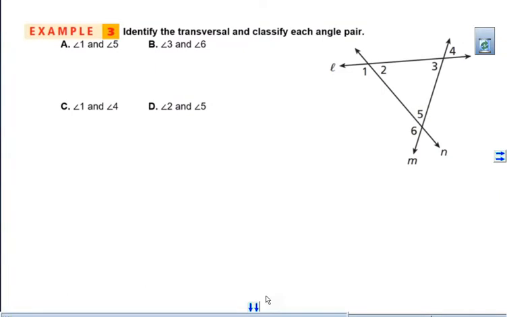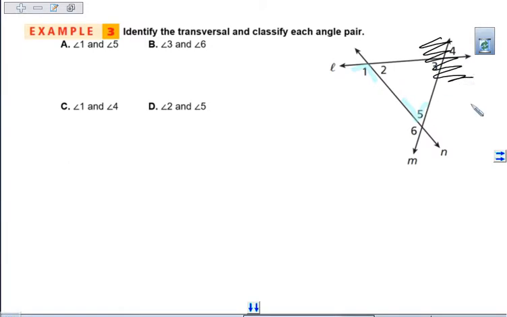Our next example says identify the transversal and classify each angle pair. Our first example, we're looking at angle 1 and angle 5. Now, this over here is extra information for this first example. So I'd recommend covering it up with a sheet of paper, because it is likely going to confuse you if you don't.